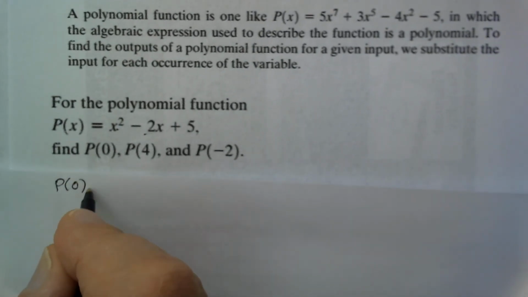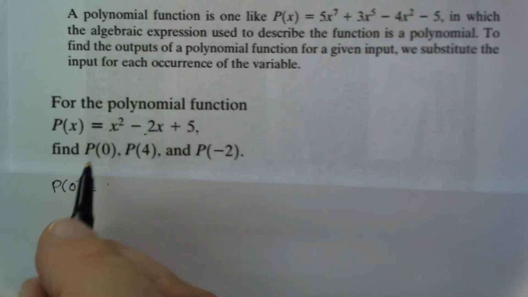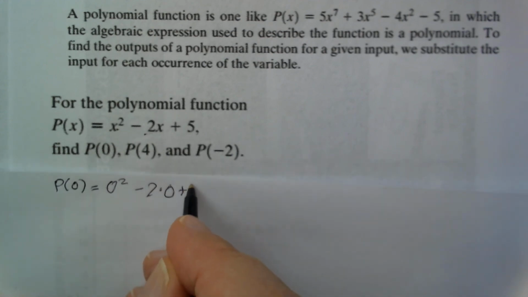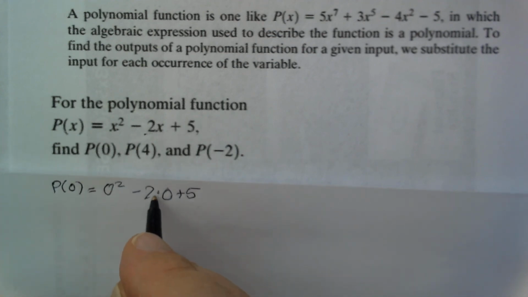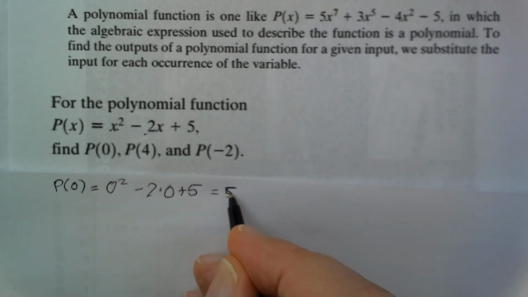means, remember, we replace x with 0 now. So 0 squared minus 2 times 0 plus 5. And so 0 squared, of course, is 0, and minus 2 times 0 is 0. So then we only have 5. So p of 0 equals 5.